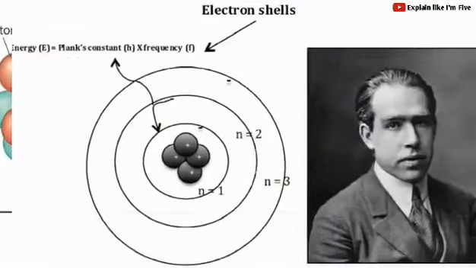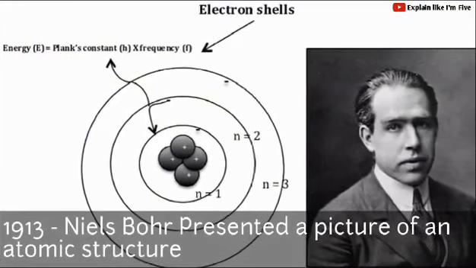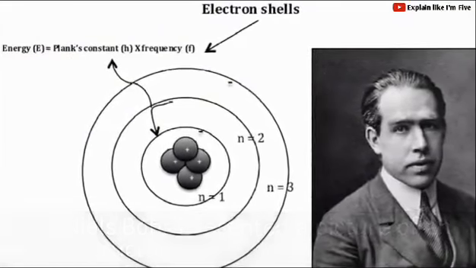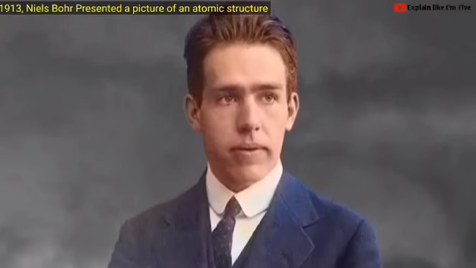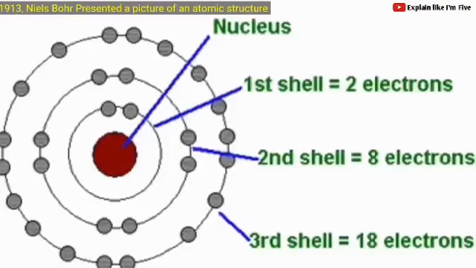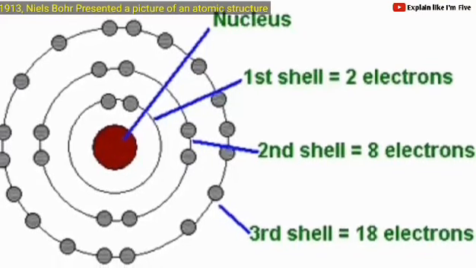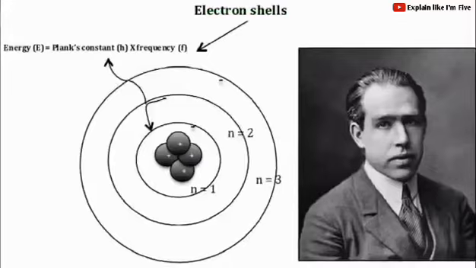In the year 1913, Niels Bohr presented a picture of atomic structure. He moved on to a study of the structure of atoms based on Rutherford's discovery of the atomic nucleus. This led him to the picture of his atom.